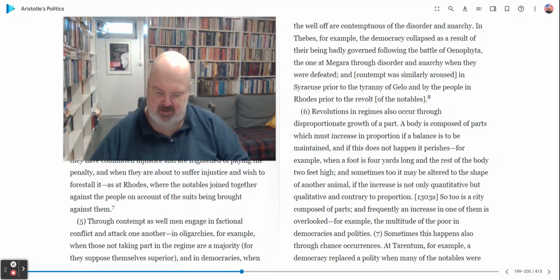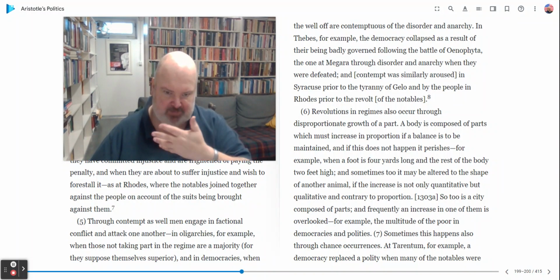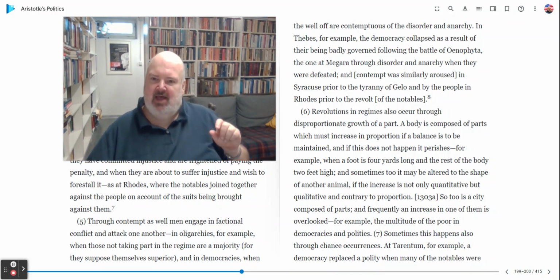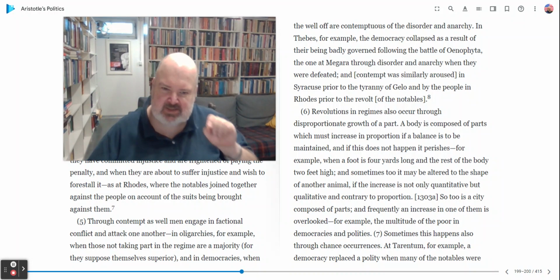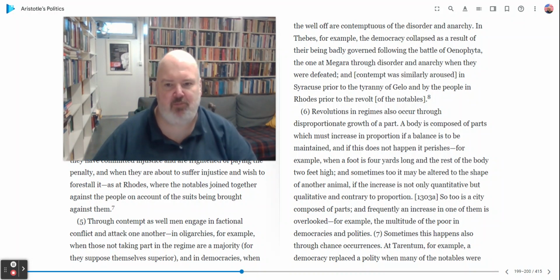Now, we ended with this discussion of contempt. Now we get disproportionate growth, which is the seventh cause. The second account was originally mentioned as disproportionate growth. Now it's disproportionate growth of a part. Remember we talked about revolutions, not revolutions as a political change. Change in regimes also occurs through disproportionate growth of a part. A body is composed of parts, which must increase in proportion if a balance is to be maintained. So they need to grow proportionally, and if this does not happen, it perishes.